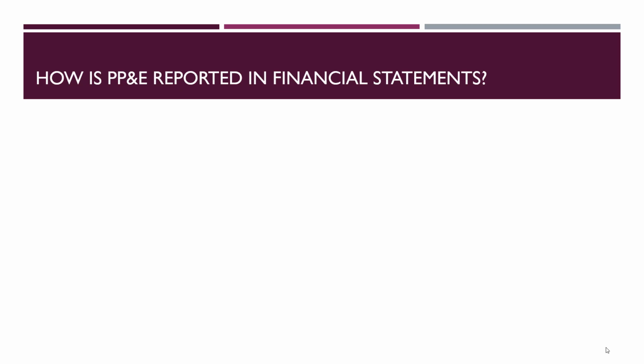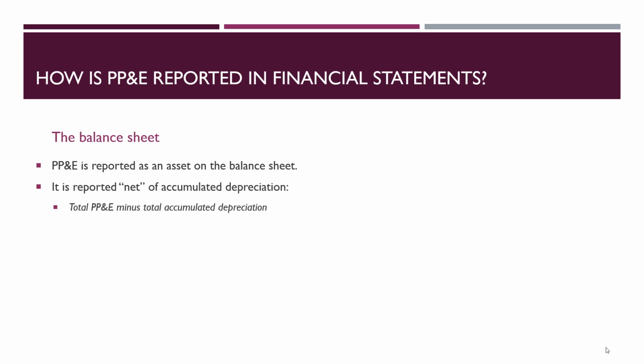So how do you report PP&E in the financial statements? In the balance sheet, it's going to be reported as an asset, and it'll be reported net of accumulated depreciation. What that means is that you would give total PP&E, in other words, the total cost of the PP&E, and then subtract from it your total accumulated depreciation. And you're probably saying, what is accumulated depreciation? I'm going to get to that in a later video.